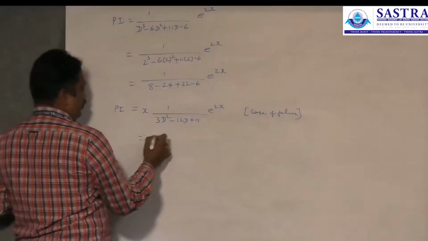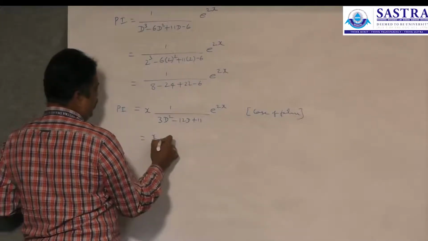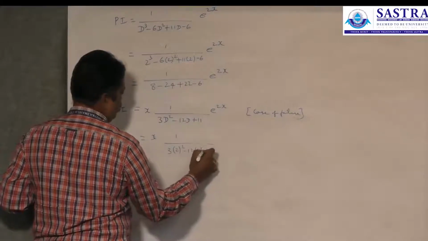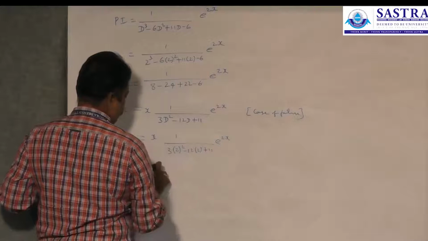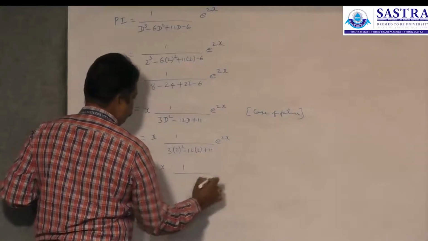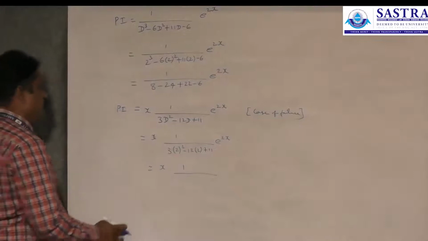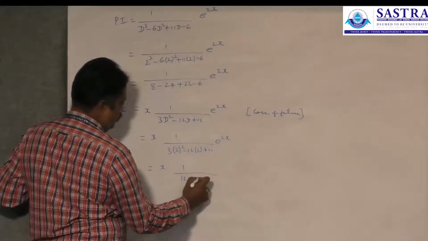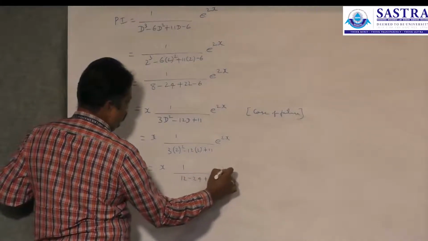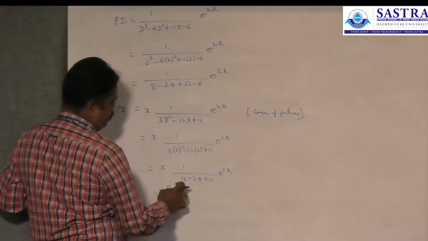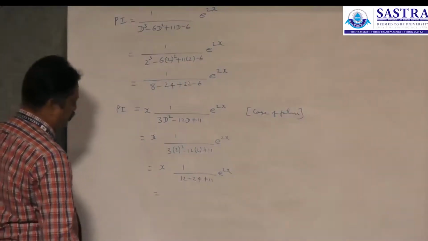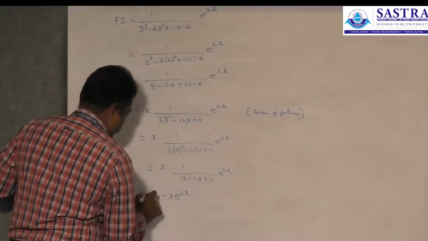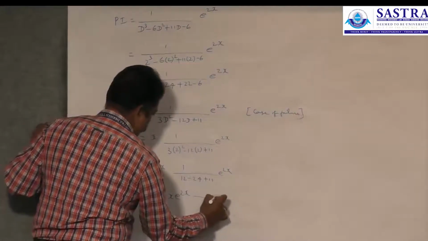Now replace d by 2. We get x into 1 divided by 3 into 2 square minus 12 into 2 plus 11, e power 2x, which is equal to x into 1 divided by, this is 2 square 4, 4 3s are 12, minus 24 plus 11, e power 2x. That is 11 plus 12, 23, minus 24, minus 1. So minus x e power 2x. This is the particular integral. This is equation number 4.